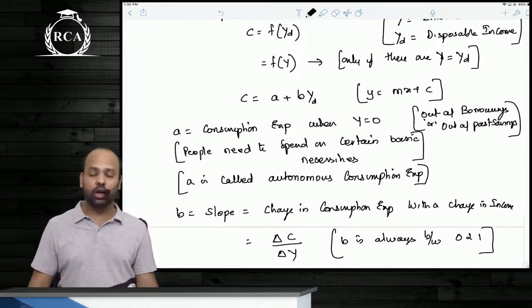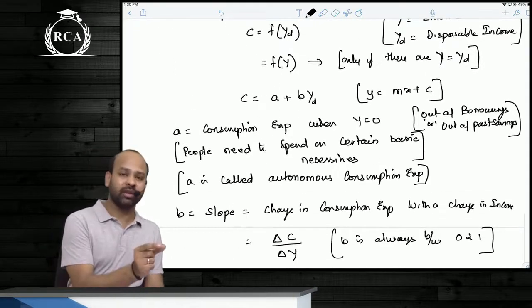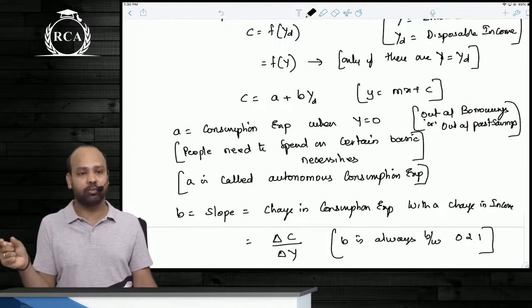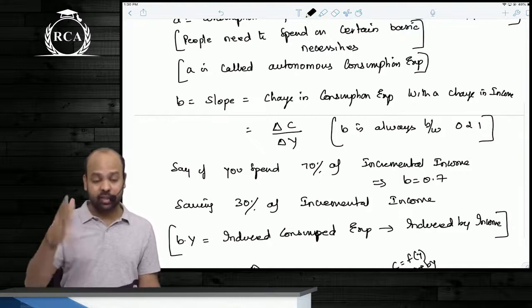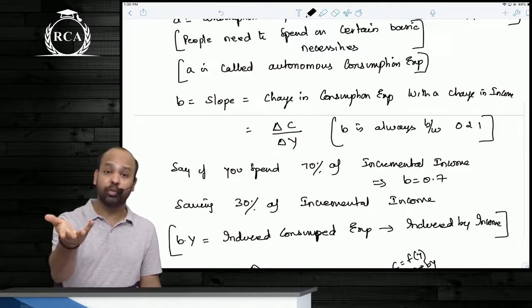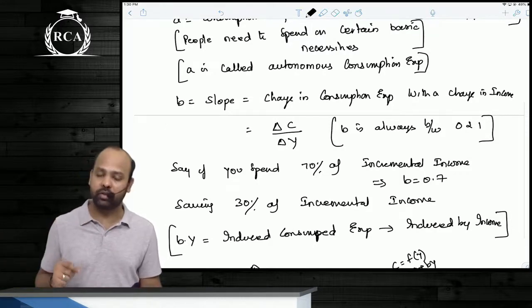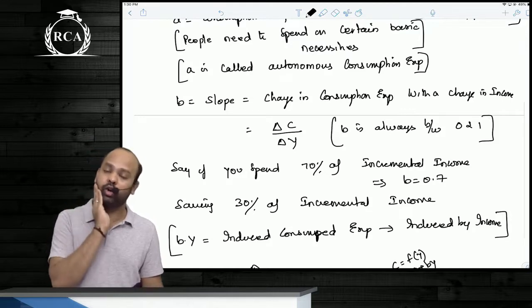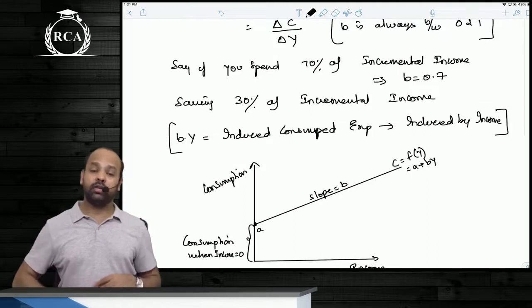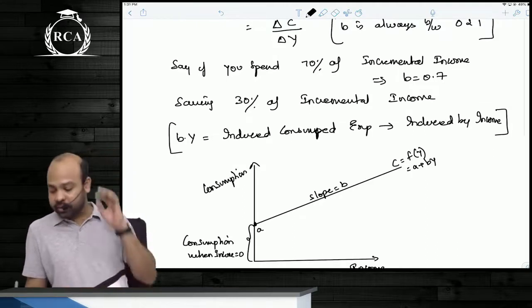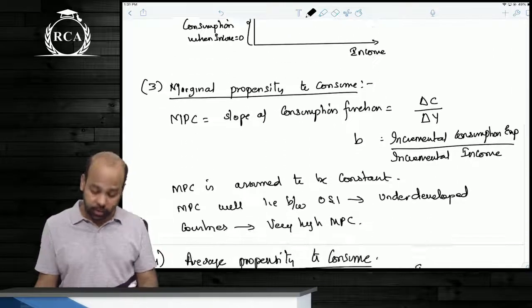So your total consumption has two components. One is autonomous consumption expenditure, one is induced consumption expenditure, which is B into Y. B is the slope. The best part about this chapter is that B is assumed to be constant. In reality, B does not remain constant, but this chapter assumes that B is constant.